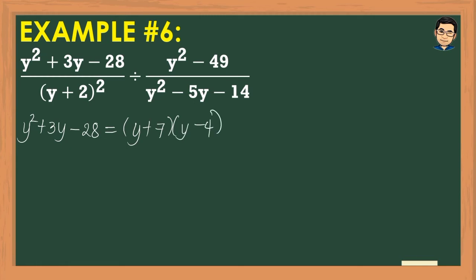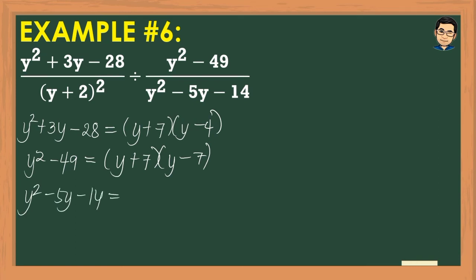And then, y plus 2, quantity squared, pwede naman nating isulat as y plus 2 times y plus 2. Okay. And then, y squared minus 49 using difference of two squares. So, that will become y plus 7 times y minus 7. Next, using general quadratic trinomial again, so, y squared minus 5y minus 14. So, the factors of negative 14 that when added will give a sum of negative 5, that is negative 7 and 2. So, y minus 7, y plus 2. So, rewrite lang natin.